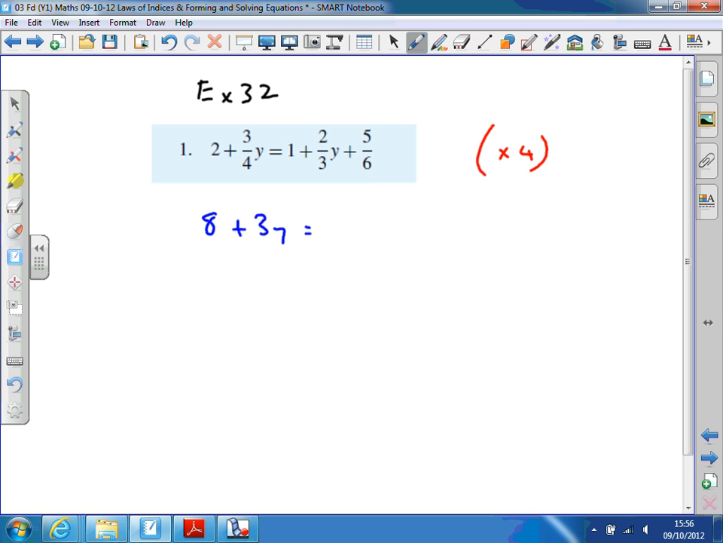equals 4 1s are 4, plus 2/3 times 4 is 8/3, because I just multiply the top number by 4, plus again multiply the 5 by 4, I get 20 over 6. I've multiplied every term by 4.